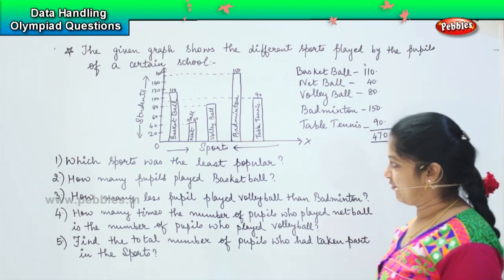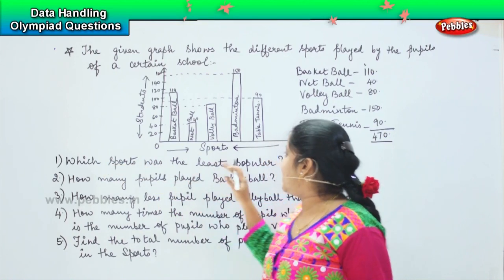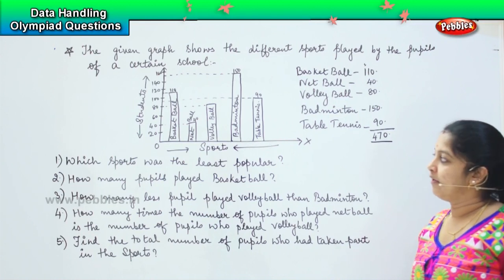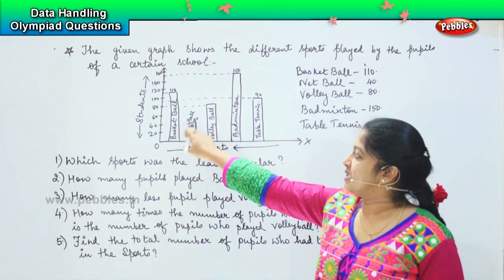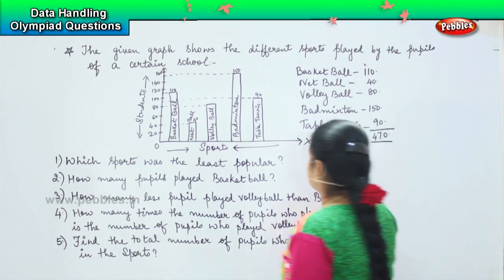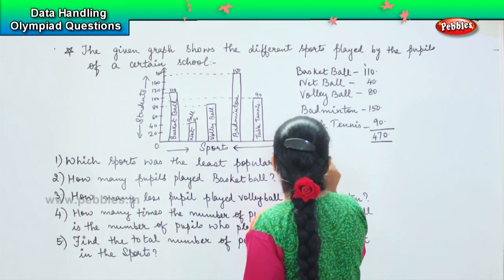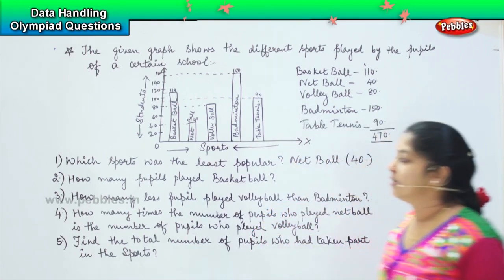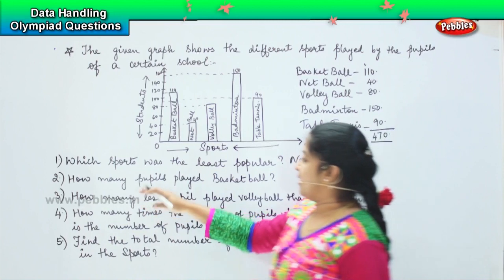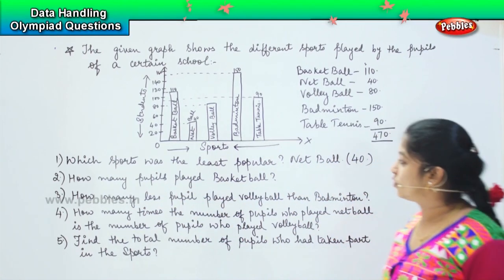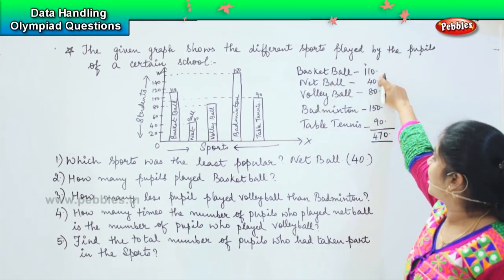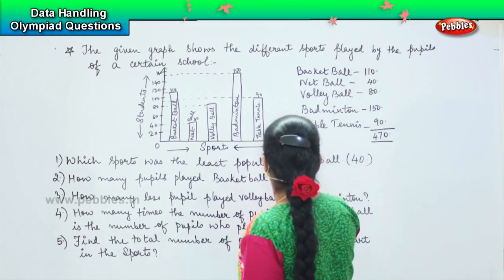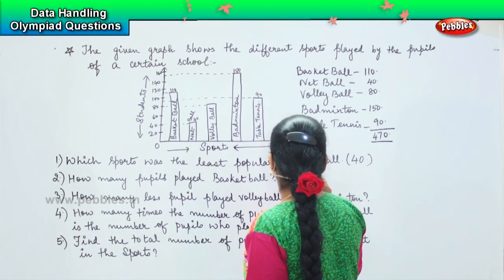Okay. So coming to the first question, which sports was the least popular? So see the graph and tell me which is the least popular, children. Very good. It is the netball, which has only 40 participants. So my answer is netball. Okay. So the next question, how many pupils played basketball? So we have already sorted out basketball is played by 110 students, right? So my answer is 110 students.